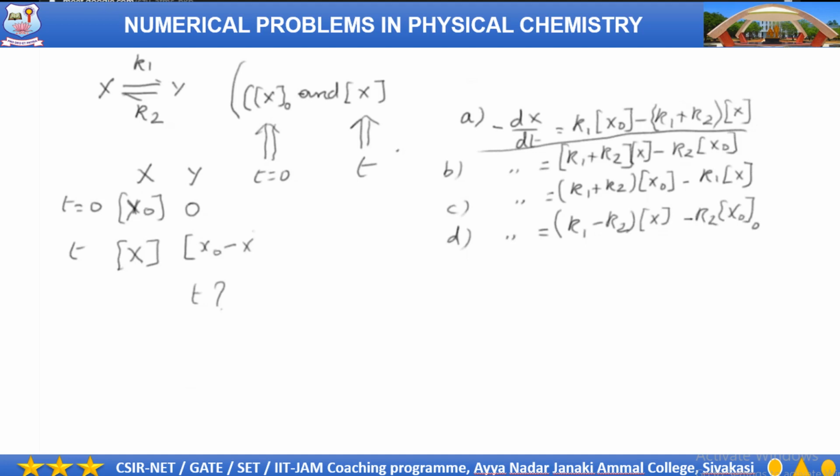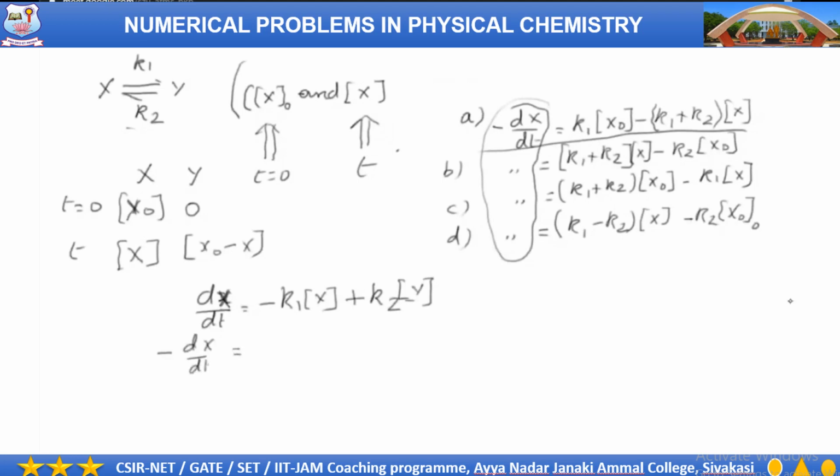What is the rest of the simple problem? You have to work out dx by dt, the rate of formation, and substitute. The rate of formation we have already discussed in the reaction mechanism for a complex reaction. The rate of formation of X is: in the forward reaction its concentration decreases, minus k1 into concentration of X, and in the backward reaction its concentration increases, therefore k2 into concentration of Y. This is the rate of formation. But what is given here? The rate of decrease in the concentration. Therefore, minus dx by dt is equal to k1 into x minus k2 into y.